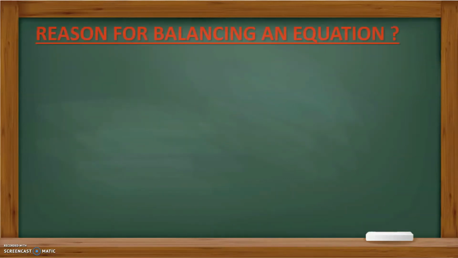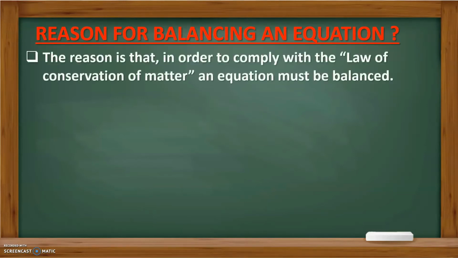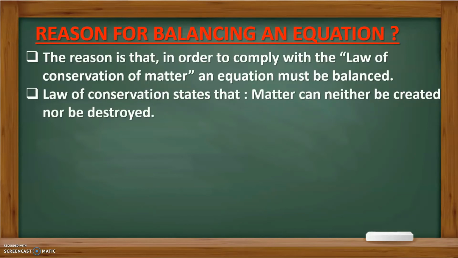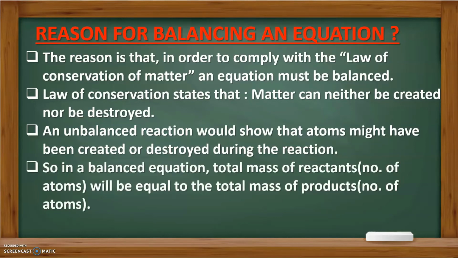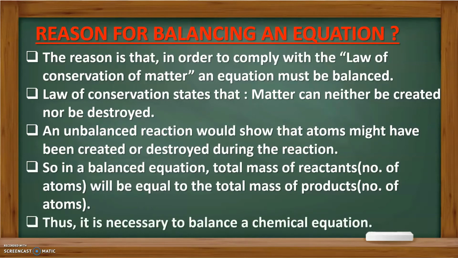So guys, now you might have a question: why should we balance an equation? We have to balance an equation in order to comply with the law of conservation of matter. The law of conservation of matter states that matter can neither be created nor be destroyed. An unbalanced equation would show that atoms might have been created or destroyed during the reaction. So in a balanced equation, the total mass of reactants will be equal to the total mass of the products. This will comply with the law of conservation of matter, thus it is necessary to balance an equation.